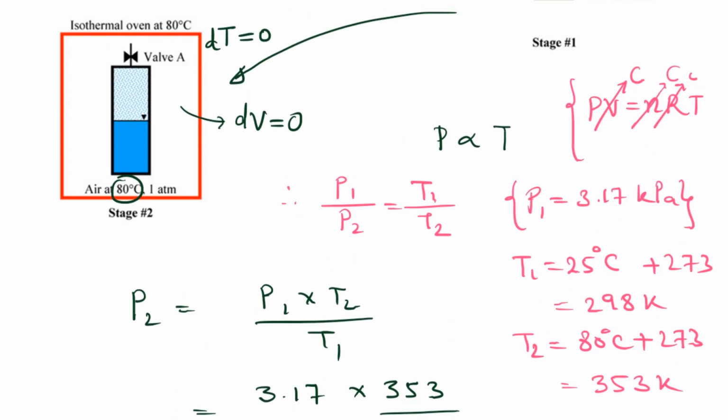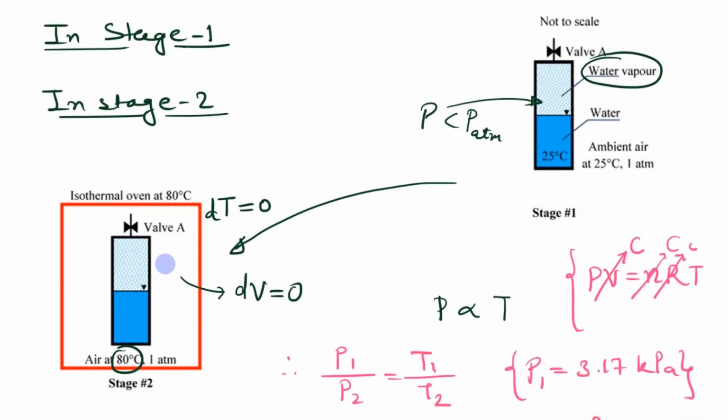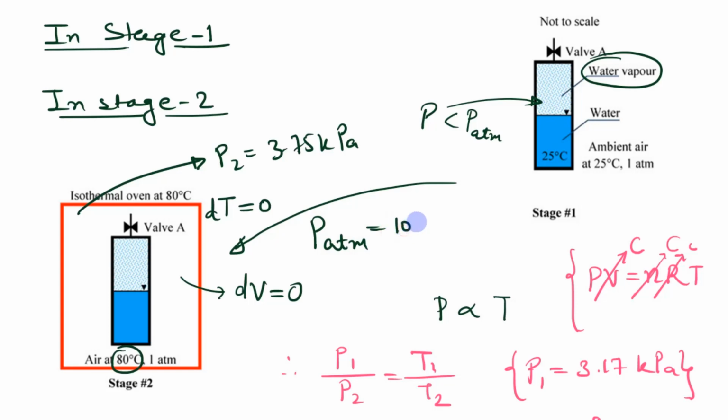Okay. Now we can observe here that the pressure inside this vessel after heating is less than the atmospheric pressure, right? Because the pressure just now we calculated, P2, is 3.75 kilopascal, and the atmospheric pressure PATM is 101.32 kilopascal, which is the standard value of atmospheric pressure. So what will happen? The hot air goes inside the vessel. So the hot air will go inside the vessel when the valve A will be opened.